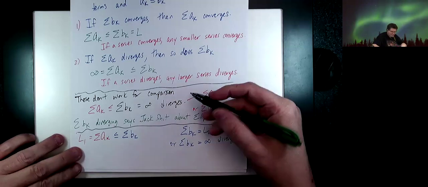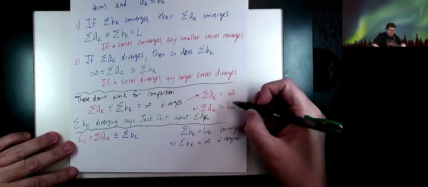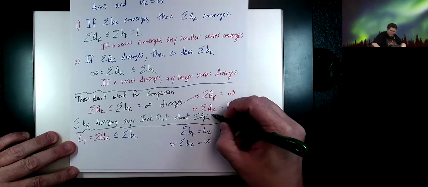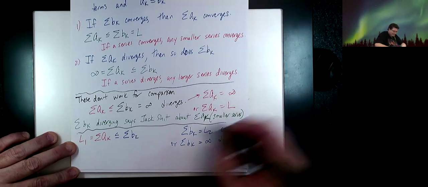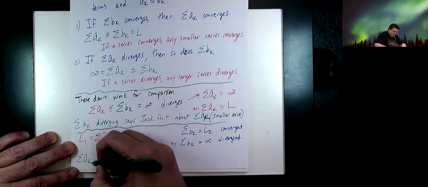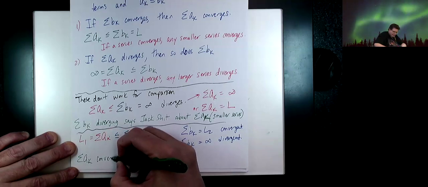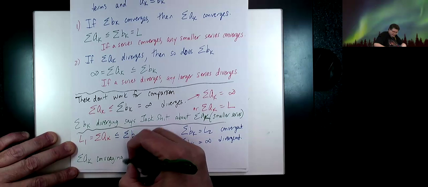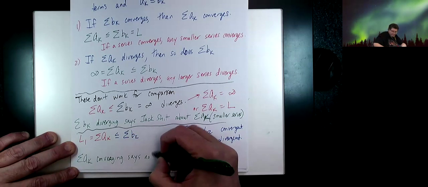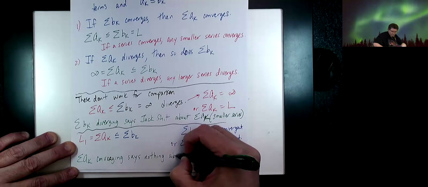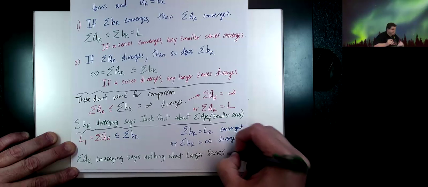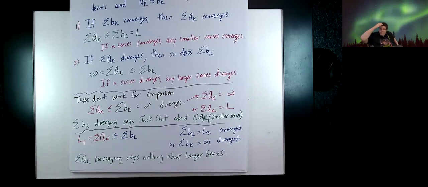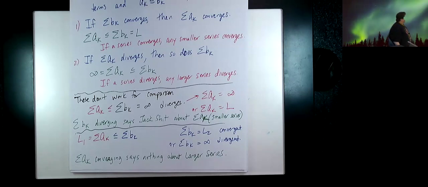And what I wrote up here was B sub K diverging says nothing about A sub K, because I could just define that as any smaller series. And I could say the same thing here about A sub K: A sub K converging says nothing about larger series. Write that down, and we'll do some examples.